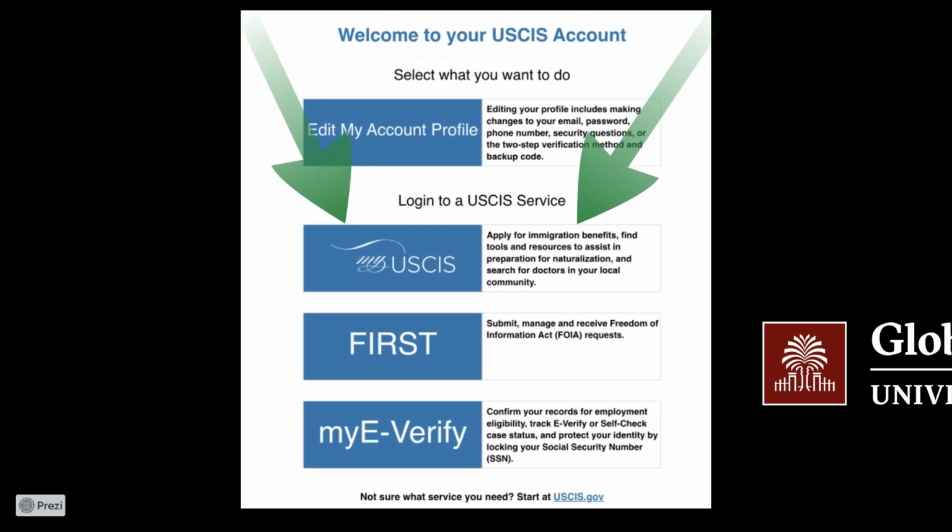Once your account is created, select the My USCIS icon under Login to a USCIS service. This option will have the language that says Apply for Immigration Benefits. You will be asked to log in again with the credentials you have just created.